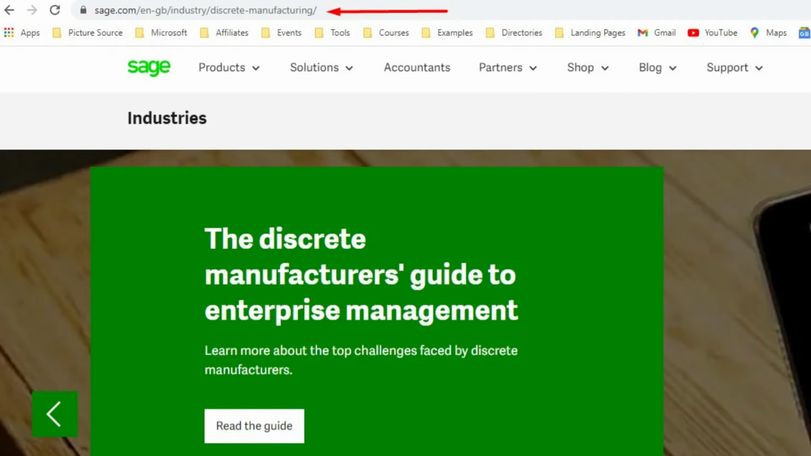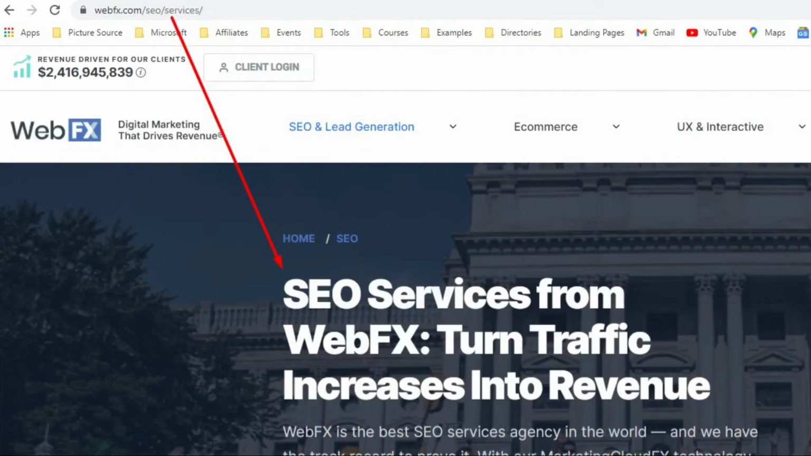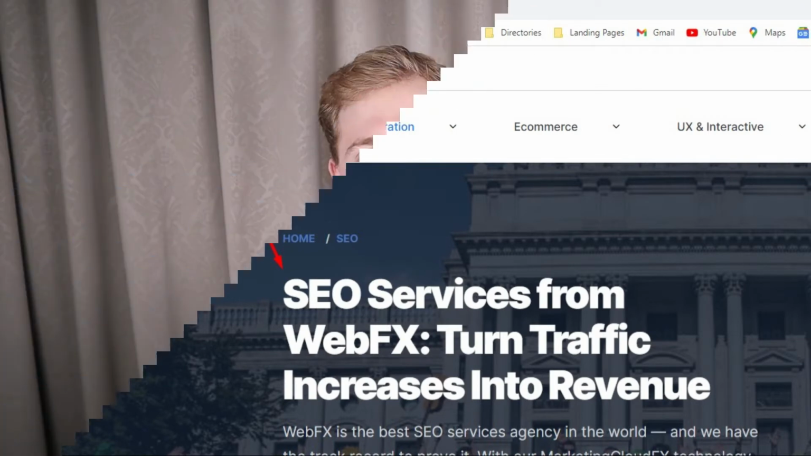For example, Sage is targeting the discrete manufacturing industry to attract potential customers. So they include their primary or target industry keyword in the URL to make it easier for search engines and users to understand what the page is about. If you look at their service pages, each of the pages has only the primary keyword as well. And there are countless more examples I could show you.